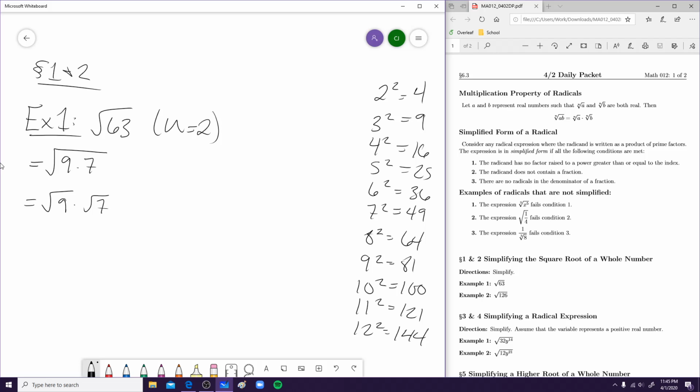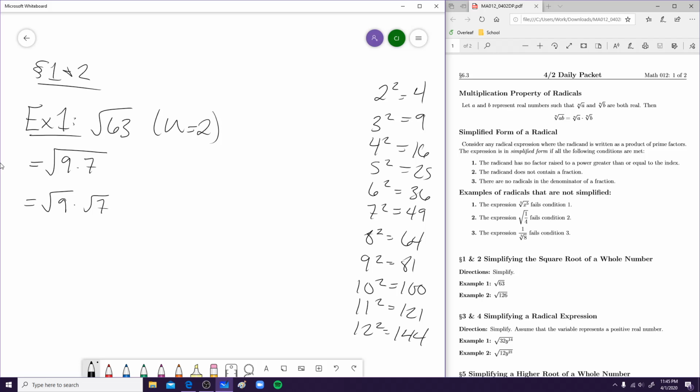Right? I want to remind you guys that for any even root, we cannot have a negative number under the radical, but lucky for us, 63 is positive, so we don't have to worry about that condition. If it was negative, the square root of negative 63, what would our answer be? It would be not a real number.